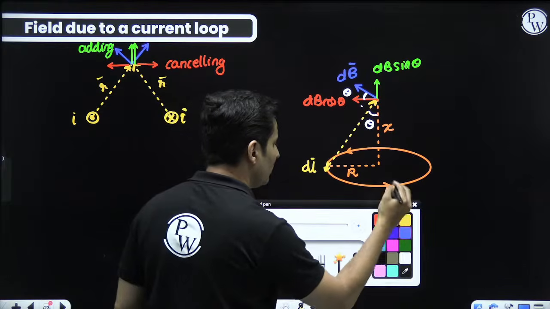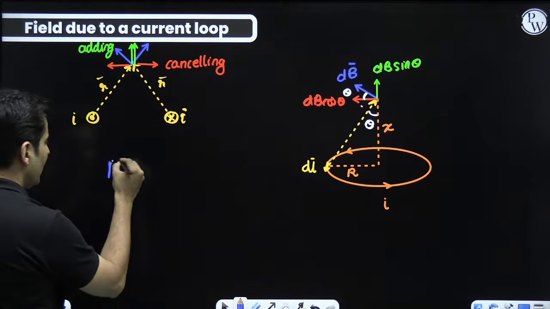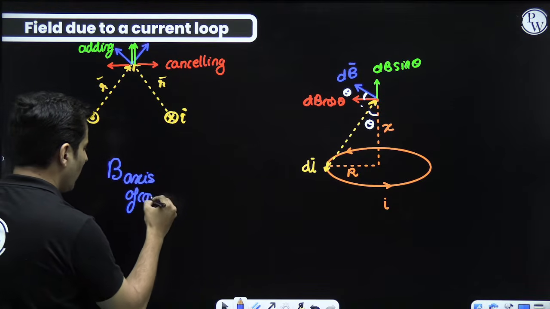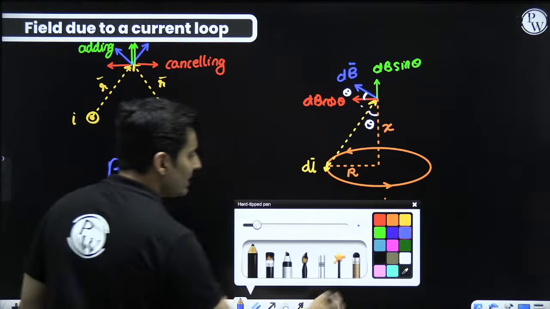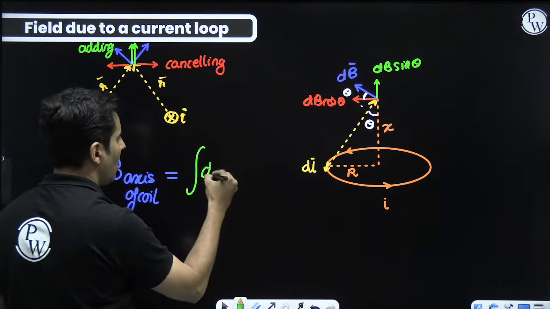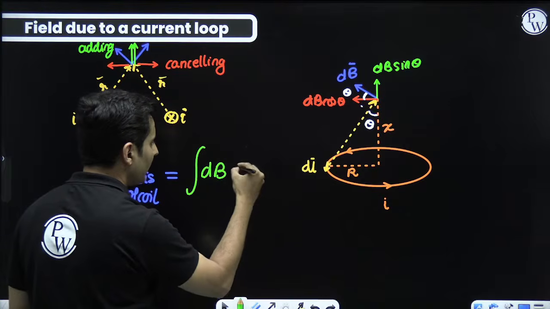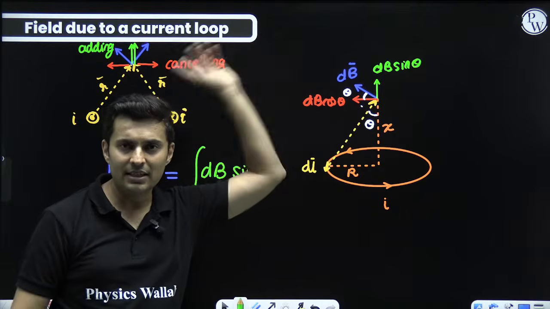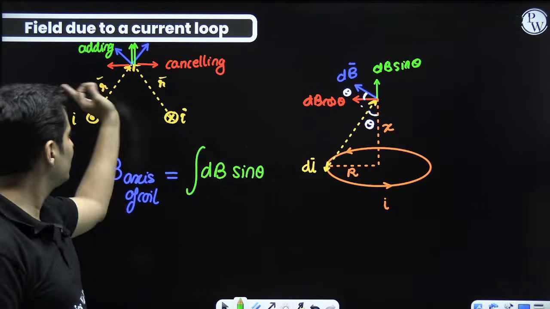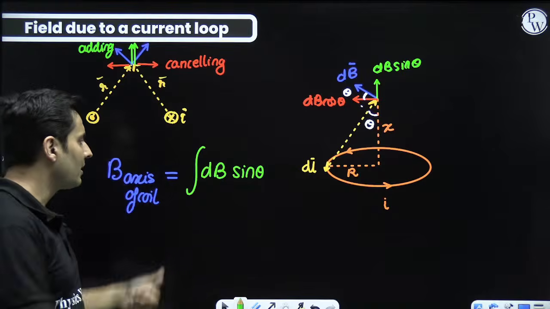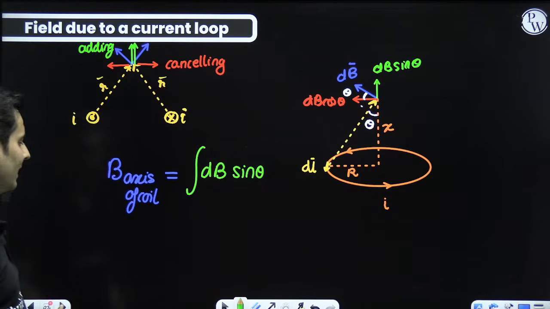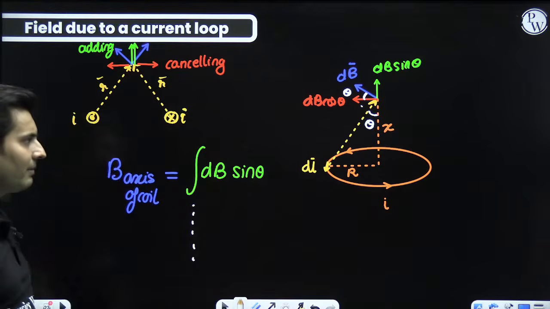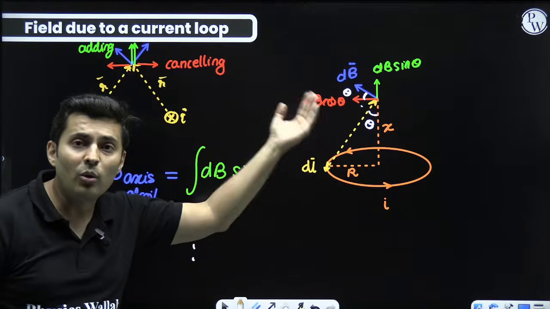So when I try to figure out the net magnetic field on the axis of the coil, understand it will be just the integration of dB sin theta. Getting my point? Only dB sin thetas will add; everything else, these components, will end up cancelling. Solving that only, we will get the final answer. I am not doing the complete derivation, but you should have an idea of how it is coming.